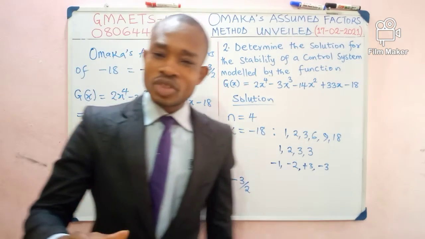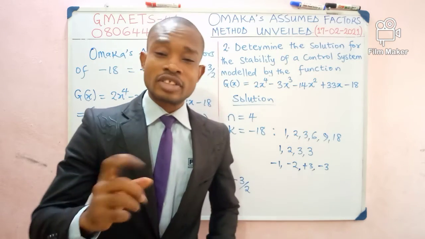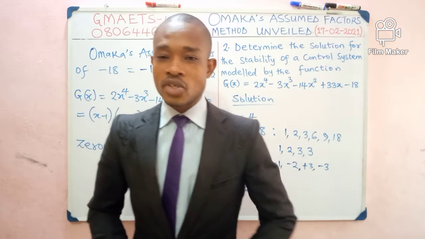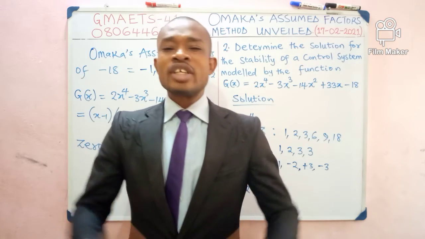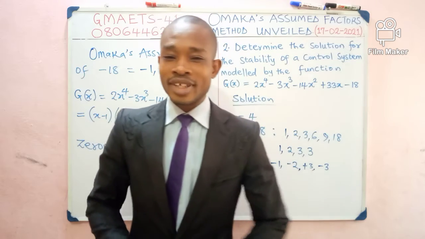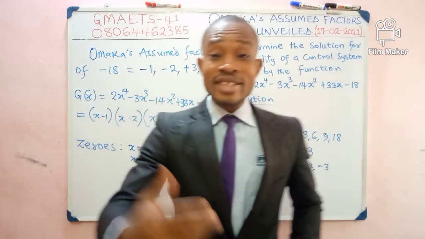We have finally come to the conclusion of the unveiling of the OMAKA's assumed factors method of factorizing a polynomial expression and obtaining its zeros subsequently. We encourage you all to work in these and adopt the principle. Solve problems with it. Wherever you have any issue, you can easily contact us.